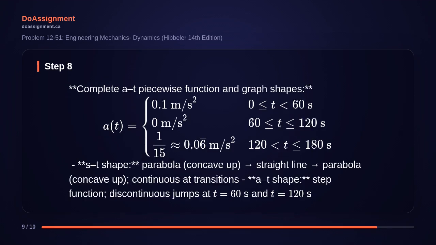The acceleration time graph is a step function, 0.1 meters per second squared for the first 60 seconds, 0 for the next 60 seconds, and approximately 0.067 meters per second squared for the final 60 seconds. The position time graph is a smooth curve made of 2 upward opening parabolas connected by a straight line segment, continuous at all transition points.